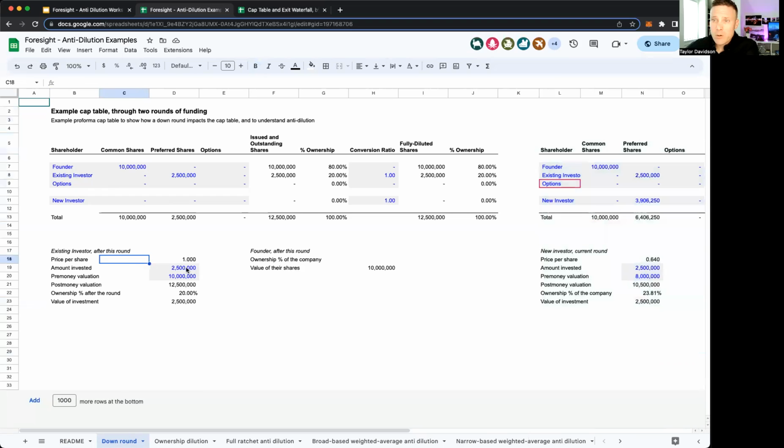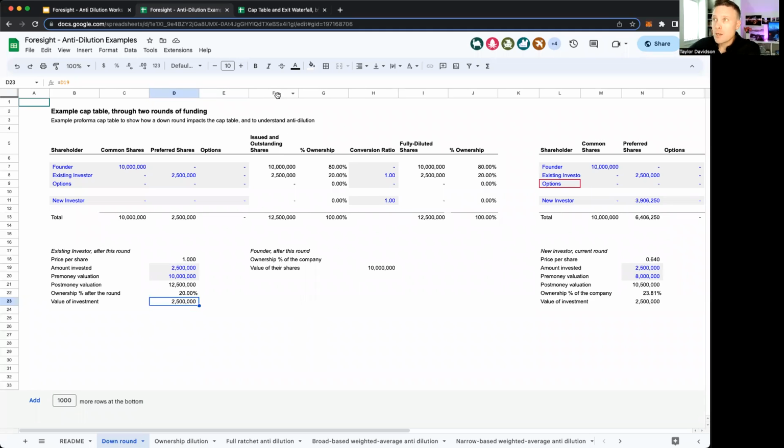This accounts for the basic inputs here. It says the amount of capital invested, the pre-money valuation, the ownership percentage after the round, and the value of the investment for that existing investor. So they purchased 20% of the company in the round, and they invested $2.5 million. Their investment was worth $2.5 million.